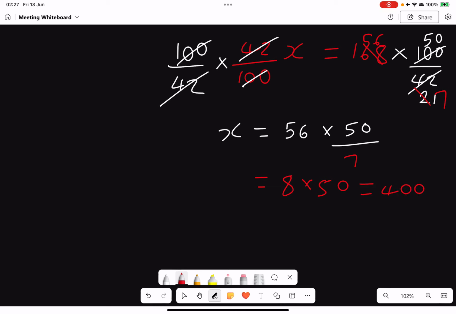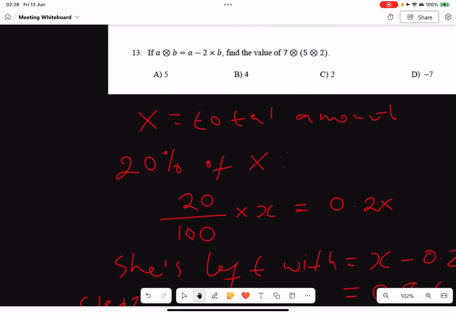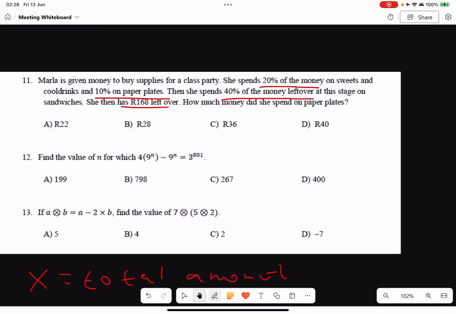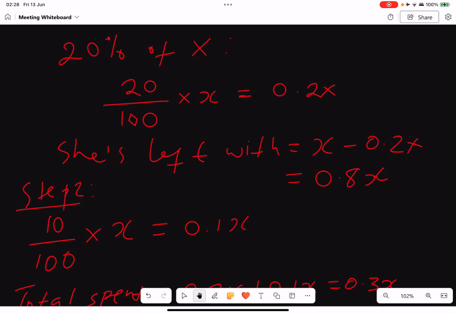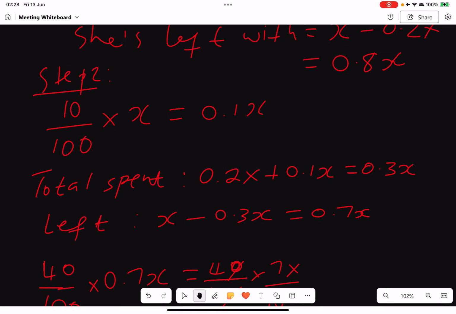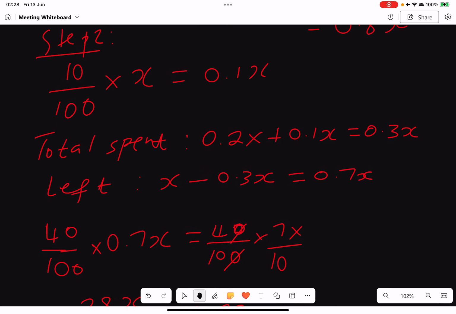And the question was asking, let's go back up and see what the question was asking. The question was asking, how much money did she spend on paper plates? So we're going to look for the amount she spent on paper plates, which is 0.1 times x, right?